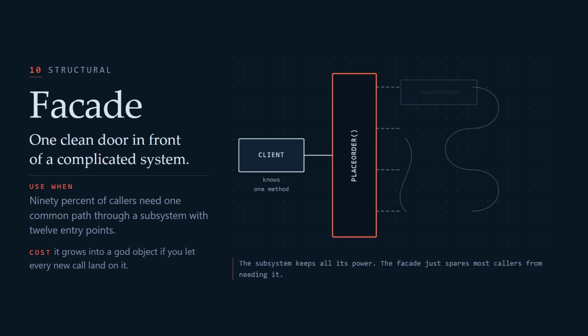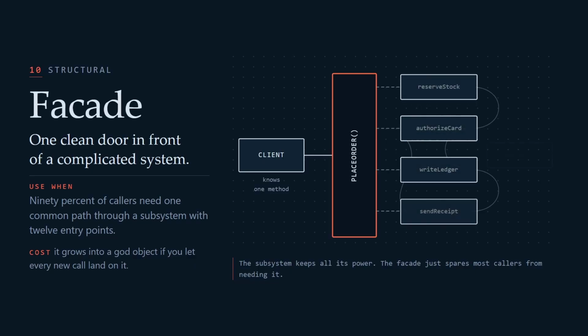Behind the door, 6 subsystems and the exact order they have to fire in. In front of it, one method. The mess doesn't go away. It just stops being every caller's problem. Watch that it doesn't quietly become a God object.